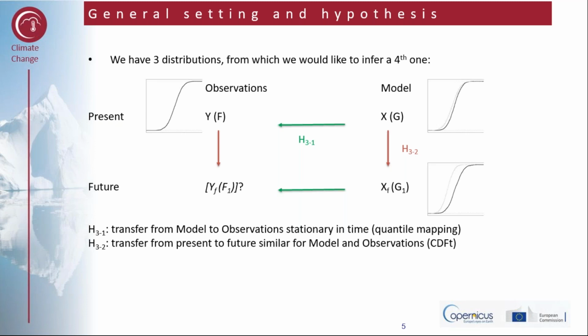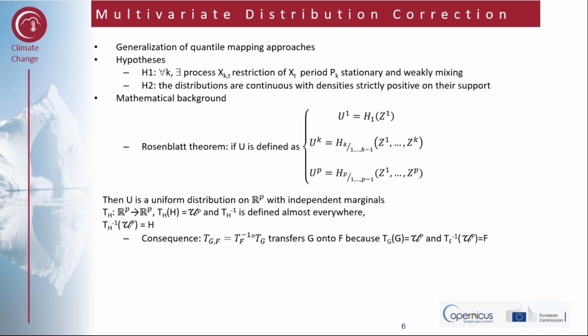But we can have exactly the same assumptions when using multivariate distributions instead of univariate ones. But to generalize such approaches to multivariate distributions, we had to base the work on a mathematical background, and this is based on a theorem which states that whatever the distribution, when you take the distribution of one variable conditionally to all others, and you do this for each variable at a time, then you end up with a uniform distribution. And this allows us to compute transfer functions from one distribution to the other where you go through this uniform distribution.